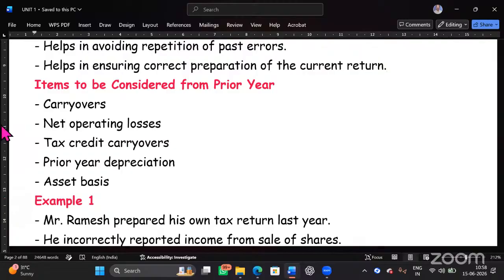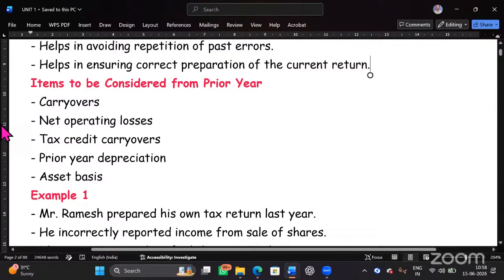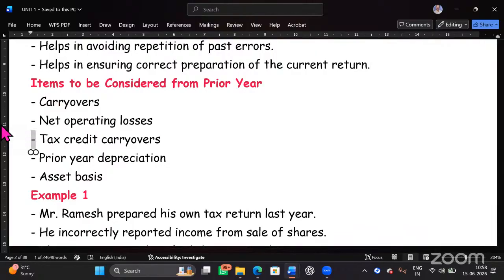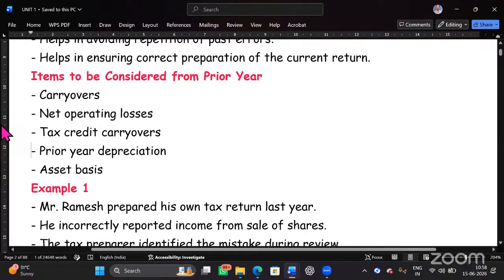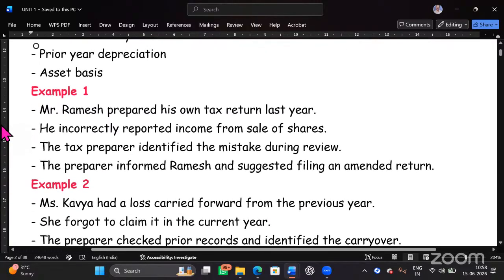So why consider, why read the previous return while filing the current year return? The reasons are these four: asset basis, prior year depreciation, last year tax credit carryovers, and last year net operating losses. That information is useful for preparing the current year returns. Mr. Ramesh prepared his own tax return last year.